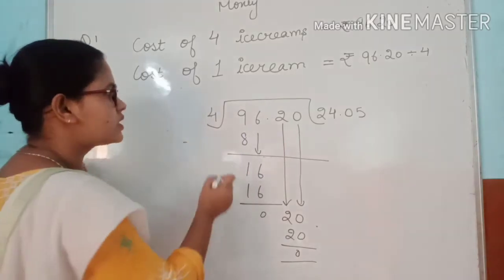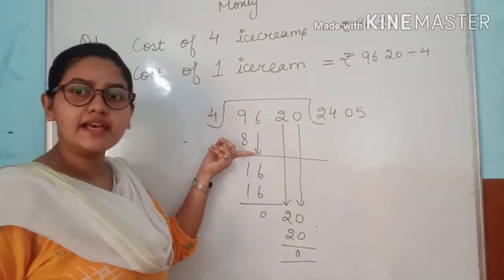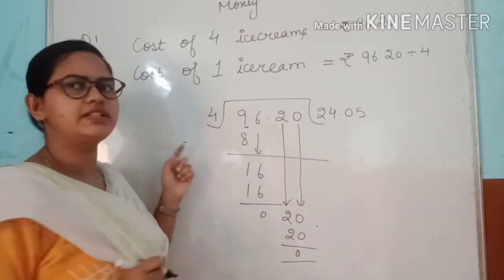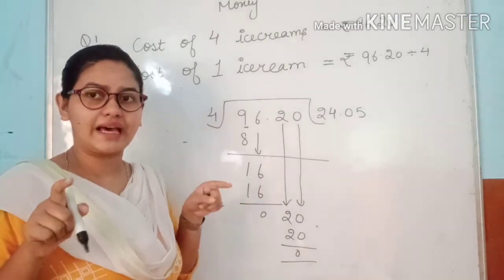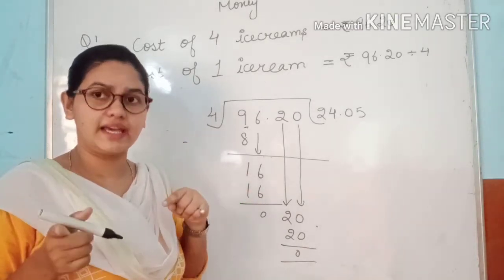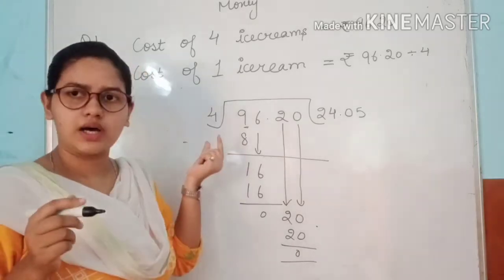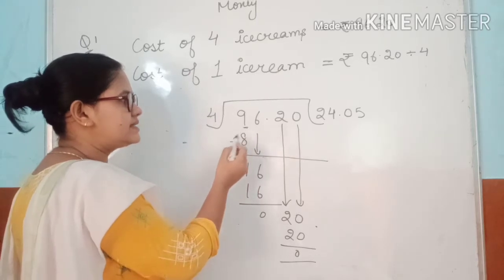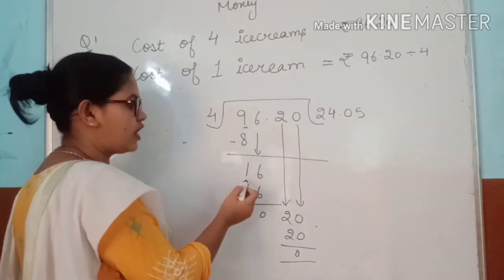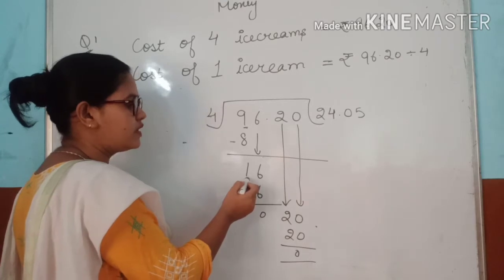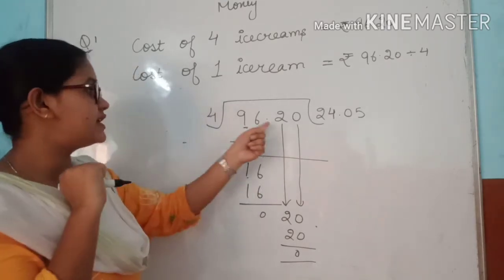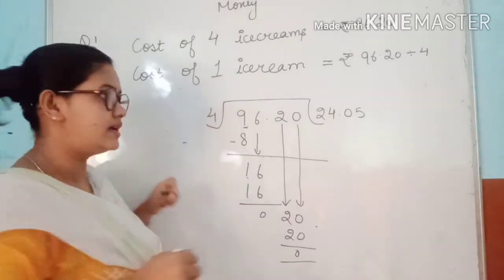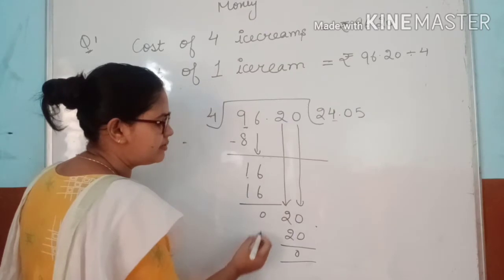So let's do this. 4 2s are 8, so we will take 8 here on the first digit, because on the table of 4 we never count 9. 4 1s are 4, 4 2s are 8. 8 is smaller than 9, so we have taken 8 here. When we subtract 8 from 9, how much do we get? We have 1 here. Now we will take 6, and on the table of 4, 4 4s are 16. So 4 will be here and 16 will be here.